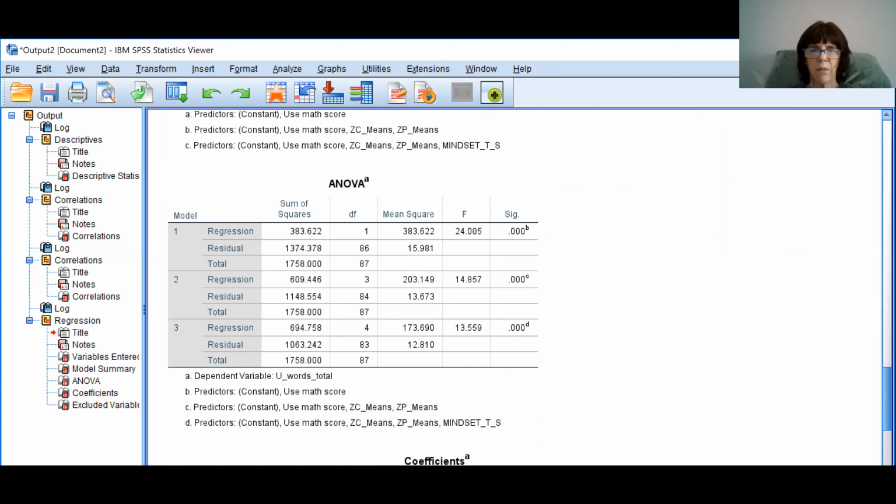This is not really particularly interesting. This is really kind of a repetition of similar stuff. What it tells you, though, this is the overall model. And the third model, which is the one we're most interested in, is significant. Each model is actually significant. This is like the omnibus test in ANOVA.